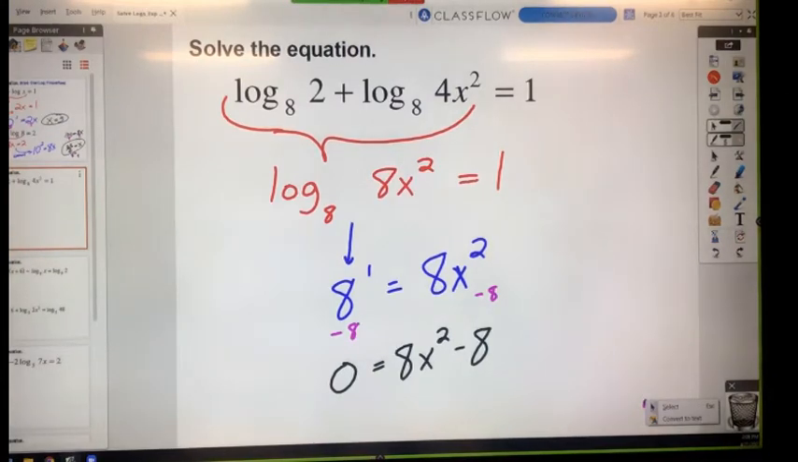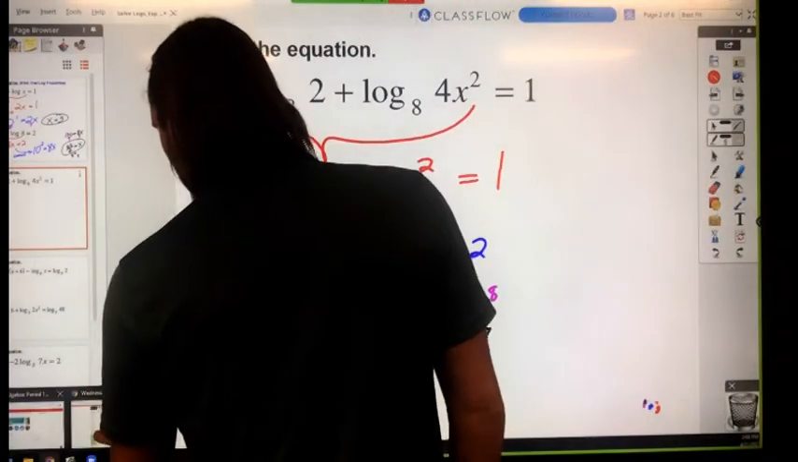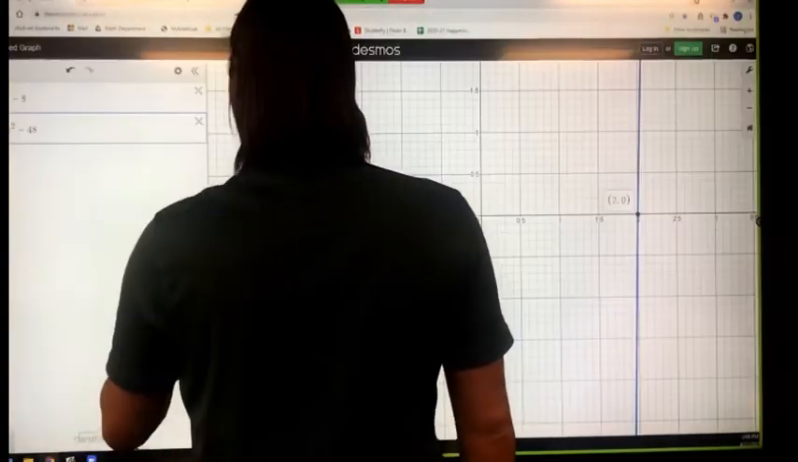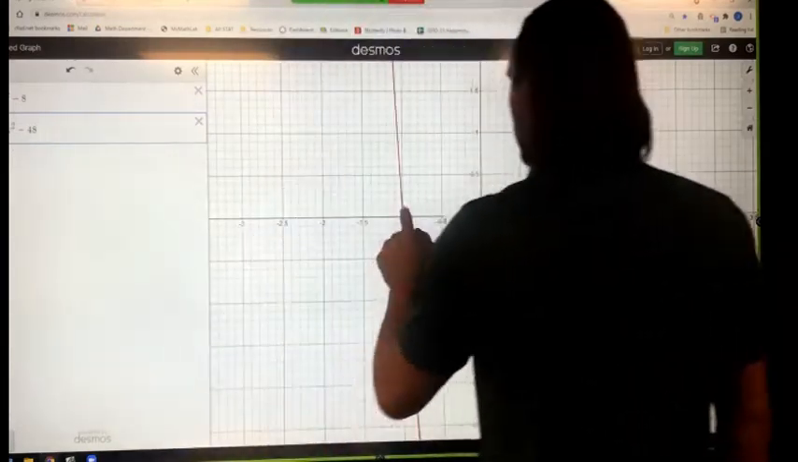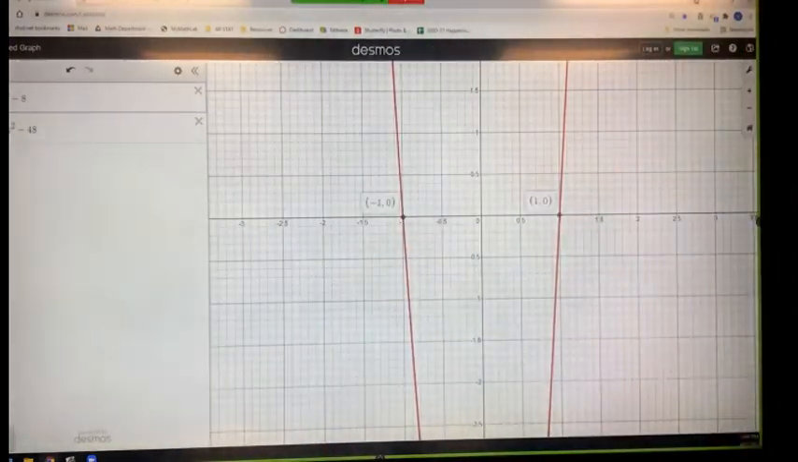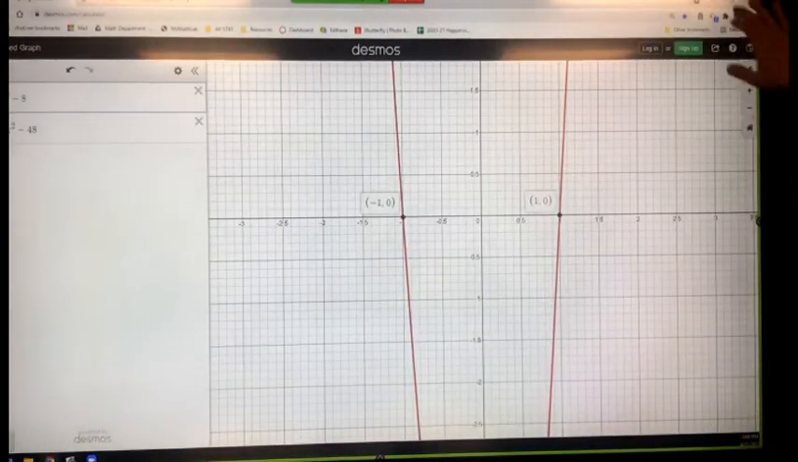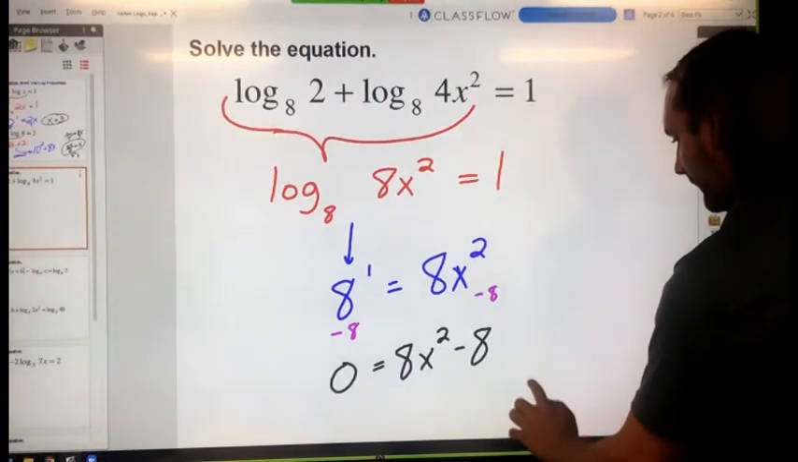And now you would want to graph it. So let's go ahead and look at the graph. Identify our x-intercepts, which are -1 and +1. So finally, that's what x equals.